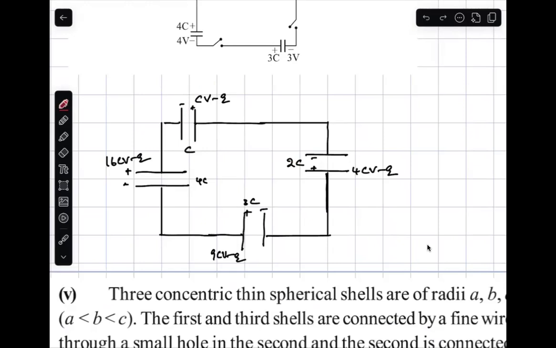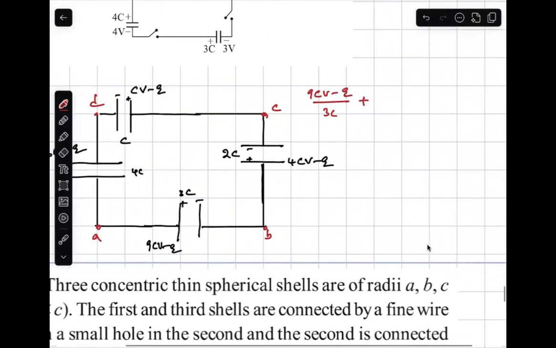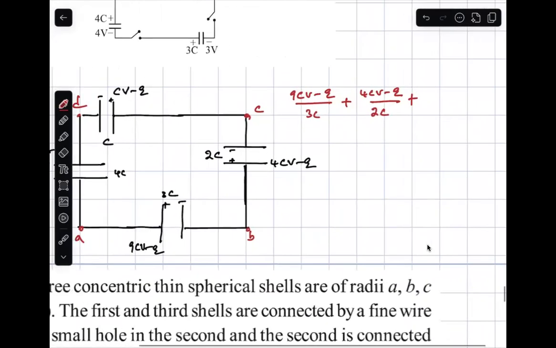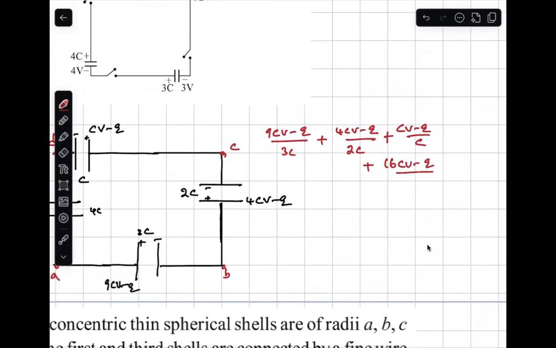Now I am going in the circuit. Okay, I'll go around the circuit A, B, C, D. Now I'm going A to B. A to B, or you are charged by capacity. 9CV minus Q by 3C plus 4CV minus Q by 2C plus 3V minus Q by C plus 16CV minus Q by 4C is equal to 0. Agreed? Till this point, there is no doubt.